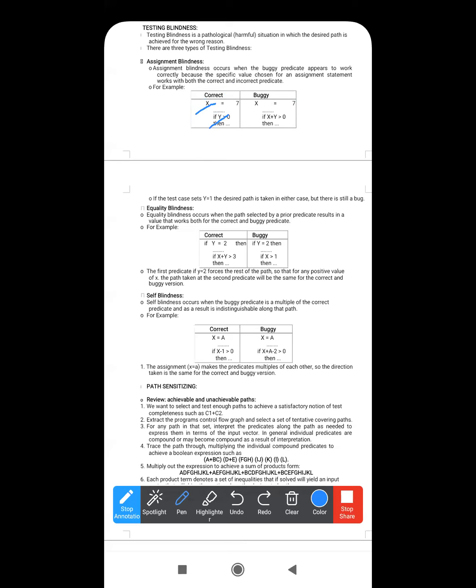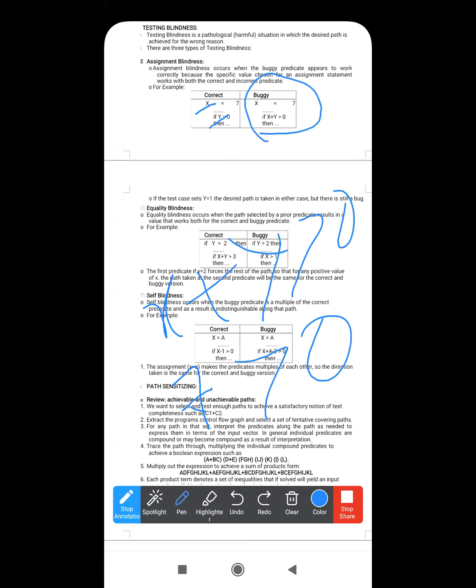How will it judge? Either it's true or wrong. We are not declaring the y variable, the y value. How can it say that it's correct or wrong? See, what is the bug here? X is equal to 7. Then x plus y greater than 0. If x is 7, 7 greater than 0, anyway it is true. But if it is a negative value, what will happen? 7 minus 7 greater than 0. What will happen? It's also a bug.